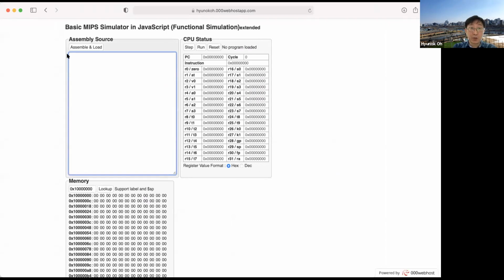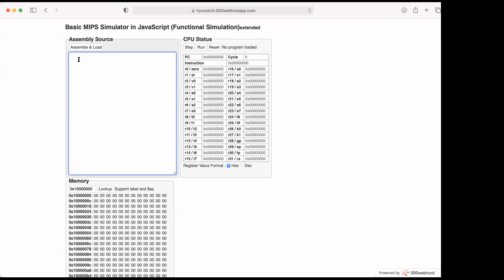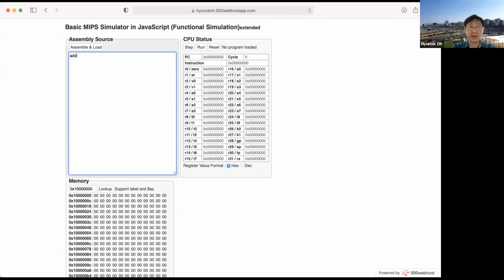Then here, there is an assembly source, right? So you can write down the code. For instance, addi $1, $0, 5. Then what will be the $1 value? After running, $1 will be 5, right? And addi $2, $0, 7. Then add $3, $2, $1.